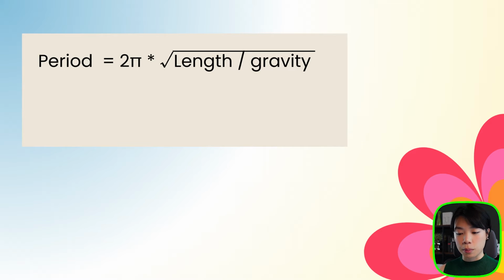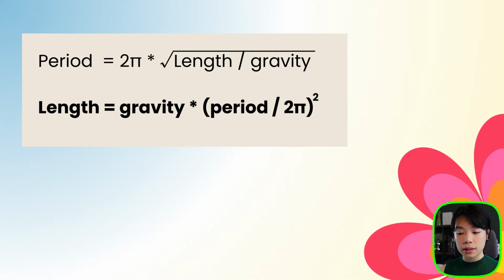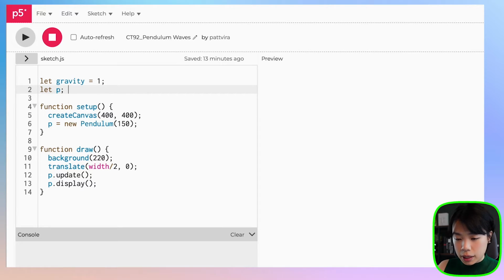And we can do that using first the equation of a period. So the period for a pendulum equals 2 pi times the square root of L, which is the length, divided by gravity. And then we just rearrange it to find L, or the length, which equals gravity times period divided by 2 pi squared, and period is just 1 over frequency. Let's start by changing this variable from P to an array called pendulums. Then we also want to set a number equal to 15.